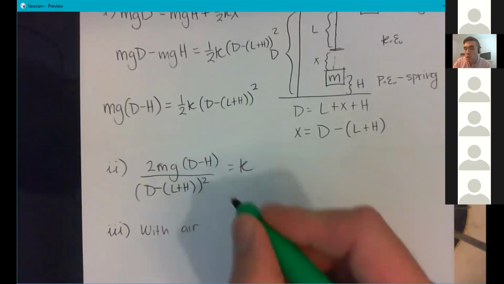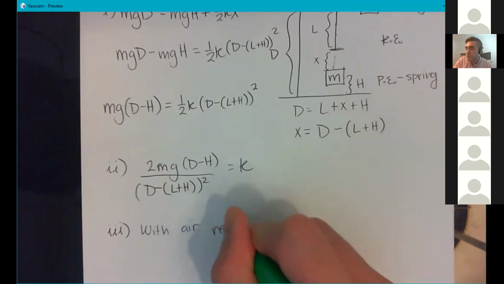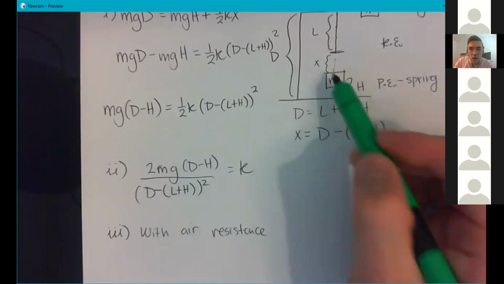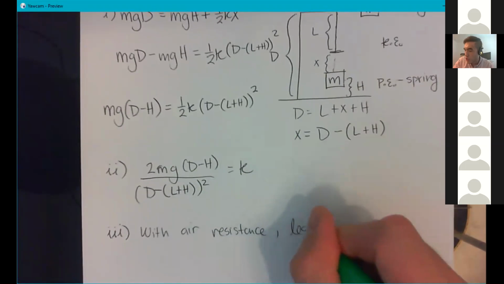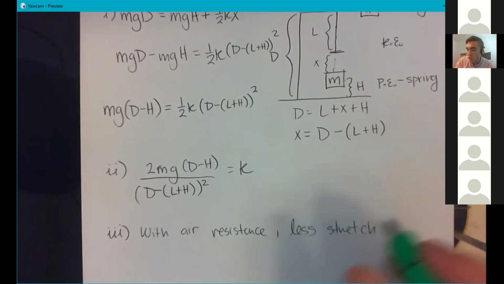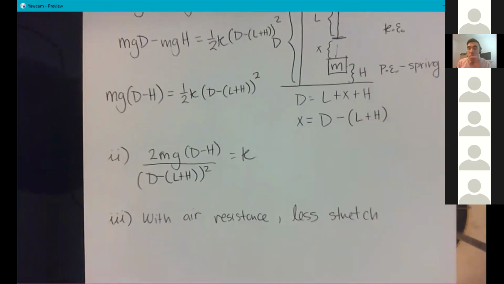So with air resistance included as a significant part of this action, the amount of stretch, which I called X here, we got less stretch, and that is simply due to the fact that instead of all of the kinetic energy becoming potential energy in the spring, it's the kinetic energy minus the energy lost due to air resistance becoming the potential energy.